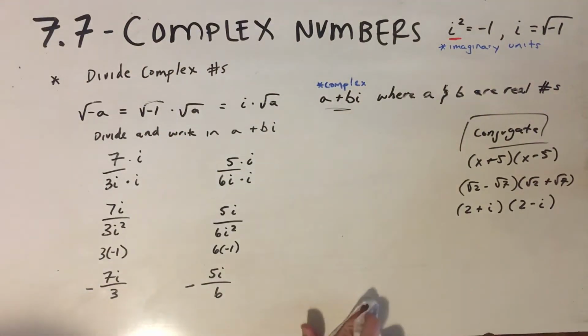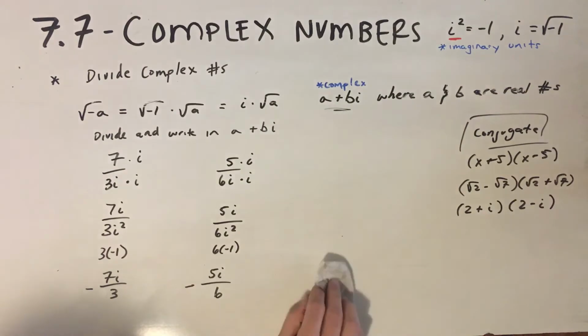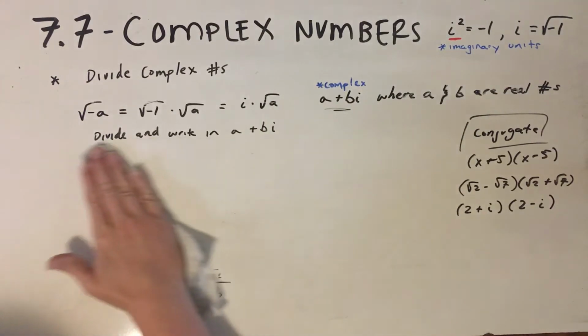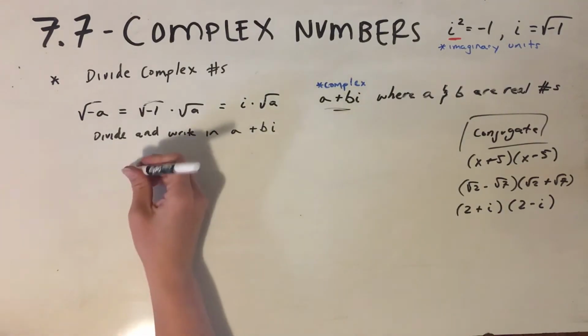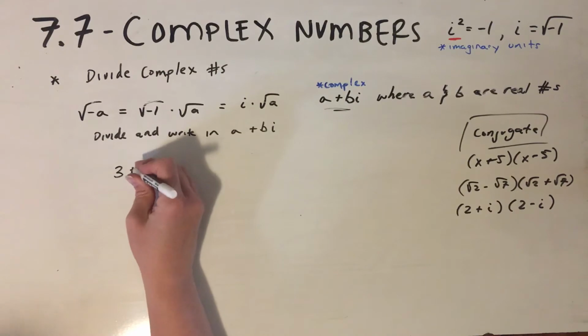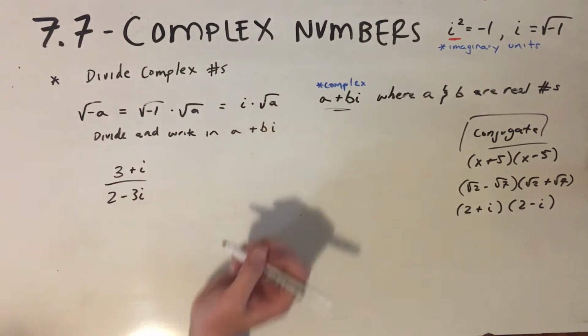But what if I had 2 terms in the denominator? Again, the directions would stay the same. It would just say divide and write in this format. So what would that problem look like? Well, it might look something like 3 plus i over 2 minus 3i.